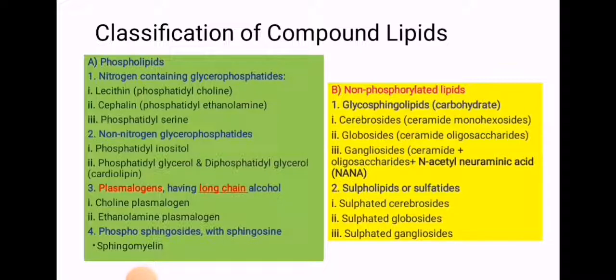Then coming to non-phosphorylated lipids, here there is no phosphoric acid. So glycosphingolipids, which contain carbohydrate groups. So cerebrosides, that is ceramide monohexosides. Then globosides, ceramide oligosaccharides. Then gangliosides, that is ceramide plus oligosaccharide, that is globoside plus NANA. What is NANA? N-acetylneuraminic acid. So these are glycosphingolipids which contain the carbohydrate component. So it is a combination of both carbohydrate and lipid. I will show you the diagram later.